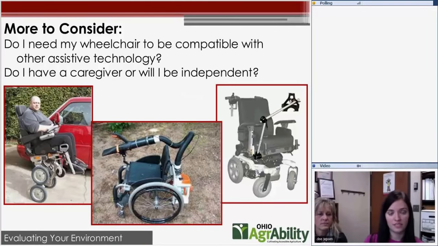And again, as I mentioned previously, thinking about other assistive technology, if you use something such as an augmentative communication device, making sure that you're able to access that device from your chair. And then also, if a caregiver will be involved in helping you with mobility in your chair, are they able to operate the chair effectively just as you would be?